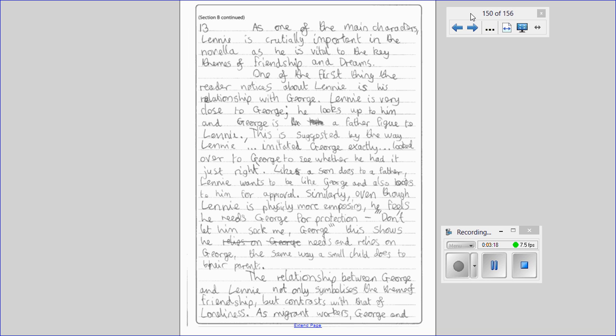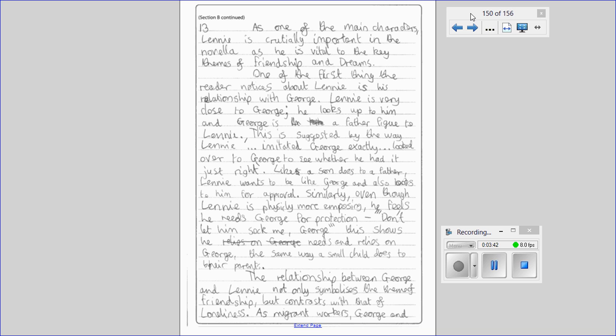This candidate talks about how Lenny is crucially important as he is vital to the key themes of friendship and dreams. So they're the themes that he's chosen to link to this character. One of the first things the reader notices about Lenny is his relationship with George. Lenny is very close to George, he looks up to him, and George is a father figure to Lenny. He's then put a quote in there to prove this point.